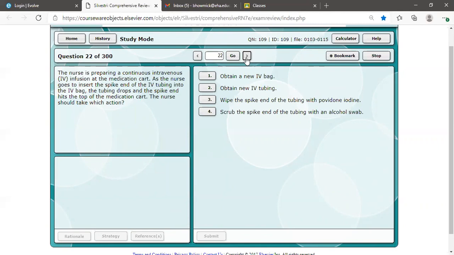So let me go to the second one. The nurse is preparing a continuous intravenous infusion at the medication card. As the nurse goes to insert the spike end of the IV tubing into the IV bag, the tubing drops and the spike end hits the top of the medication card. The nurse should take which action?